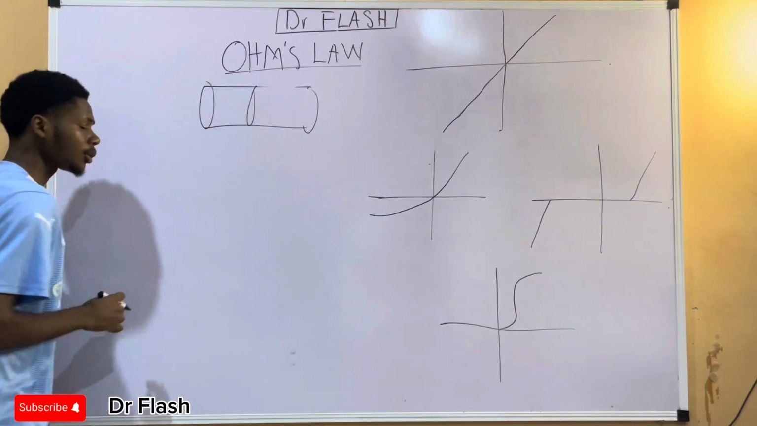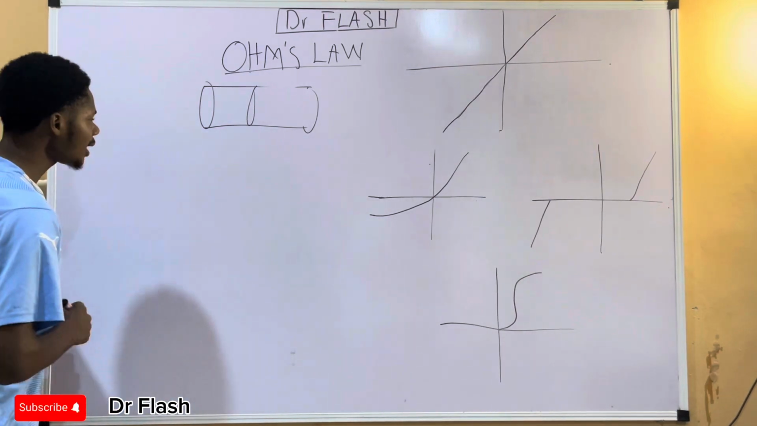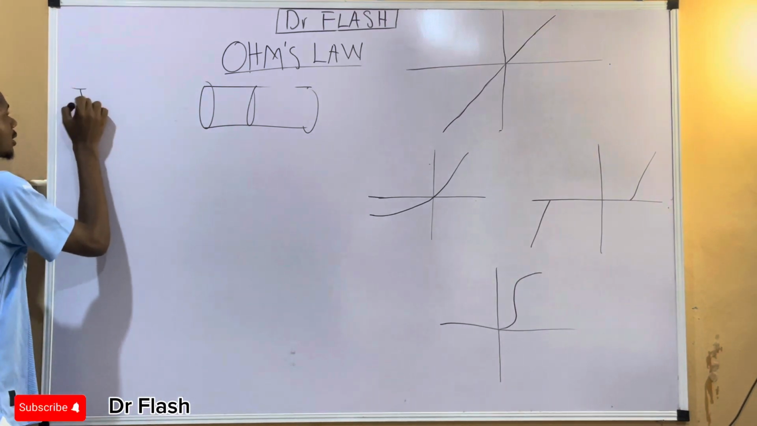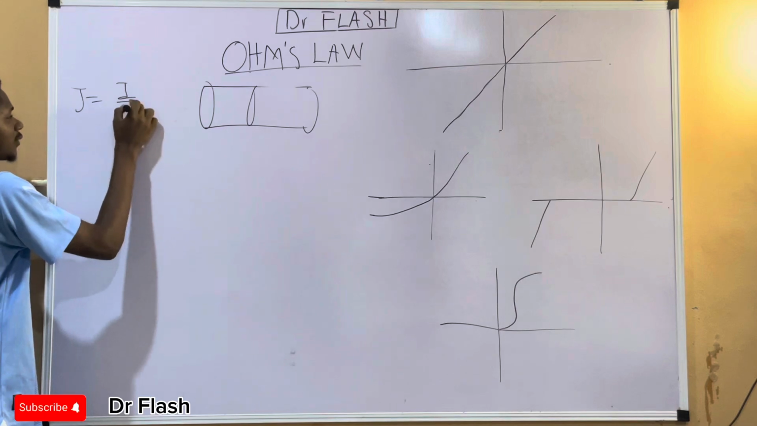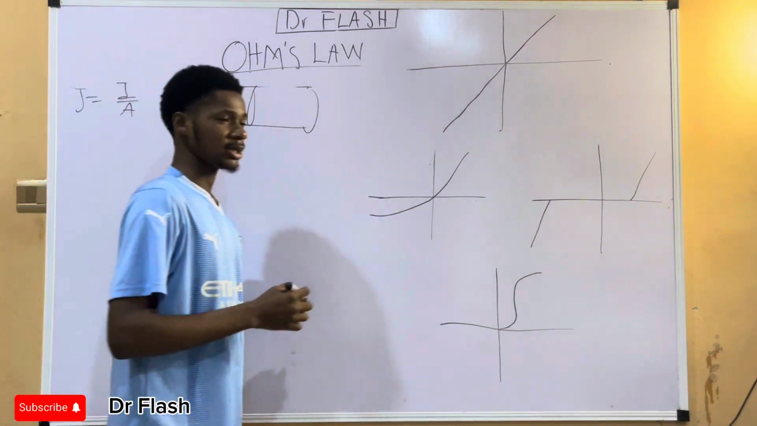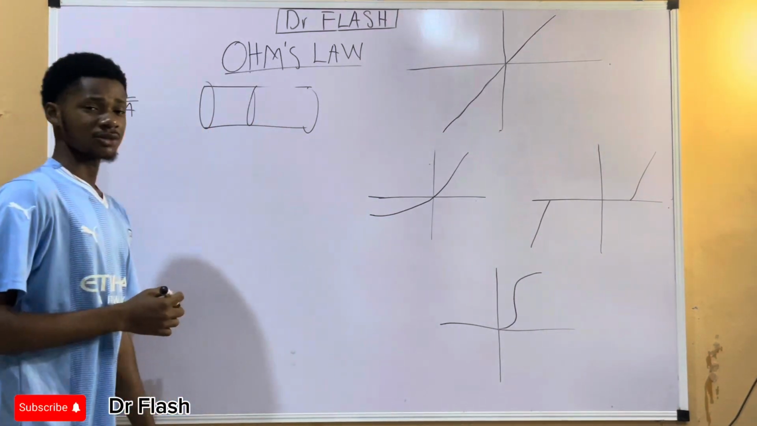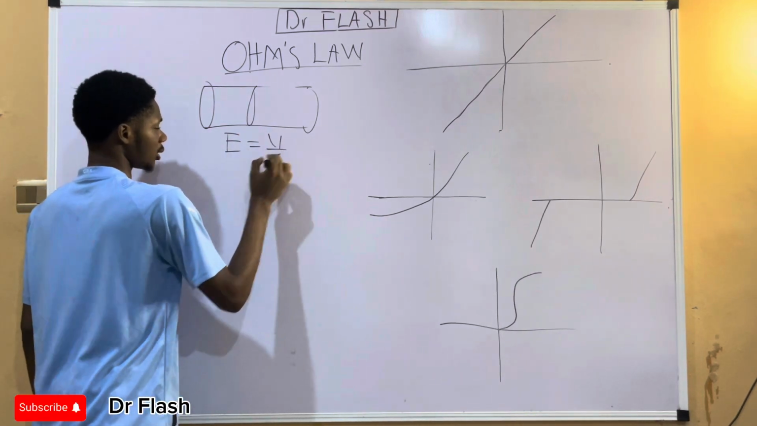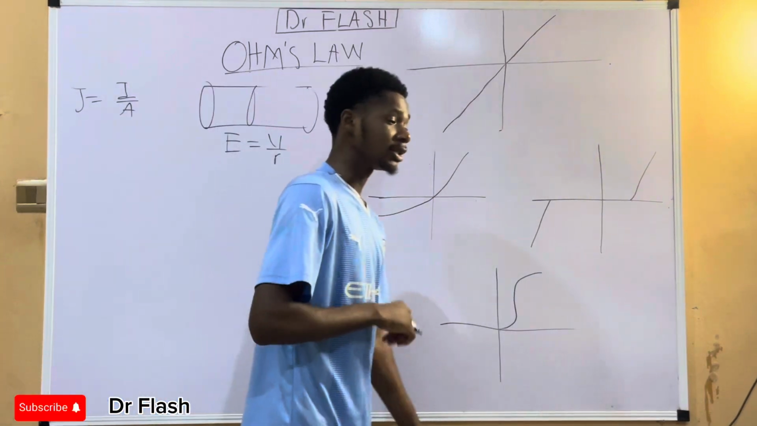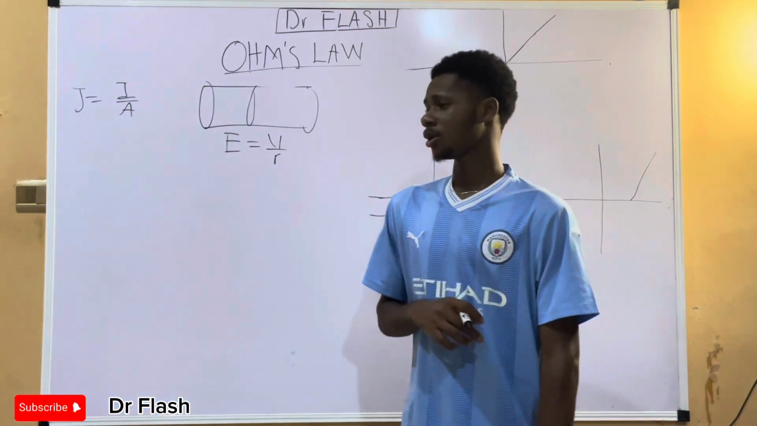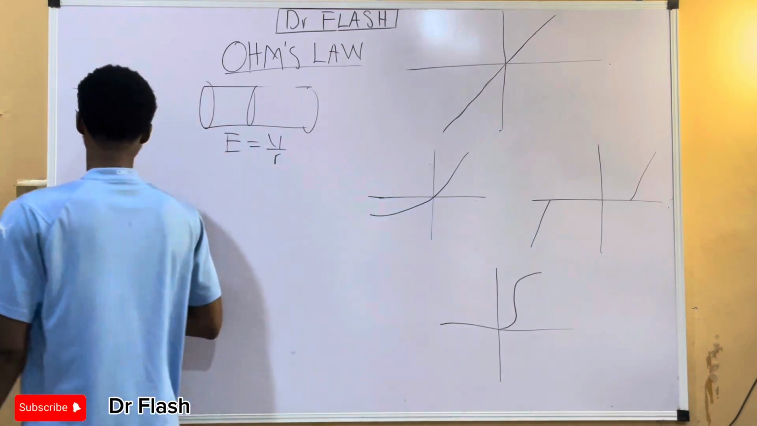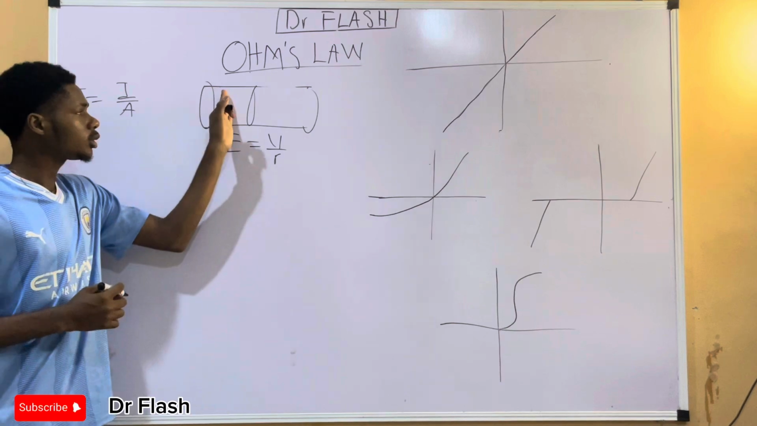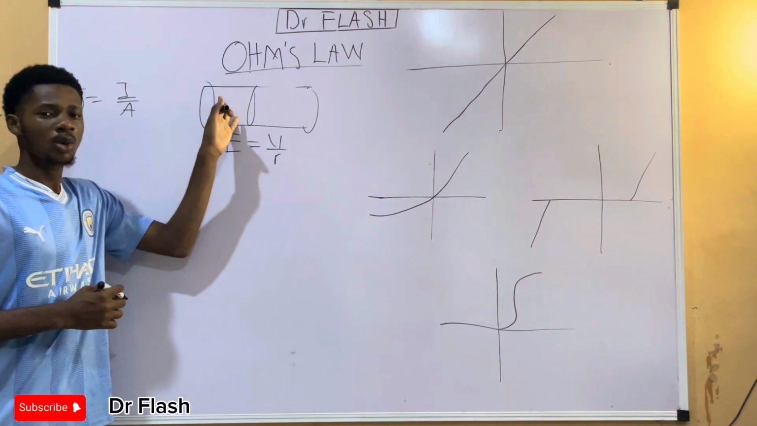Now, we also talked about the current density. The current density is simply the ratio of the current to the area, okay? Current density is simply equal to current divided by area. That is what current density is. And then from our videos on static electricity, we talked about electric field intensity, which is equal to V over R. Our videos on static electricity also have a playlist, which is still on this channel.